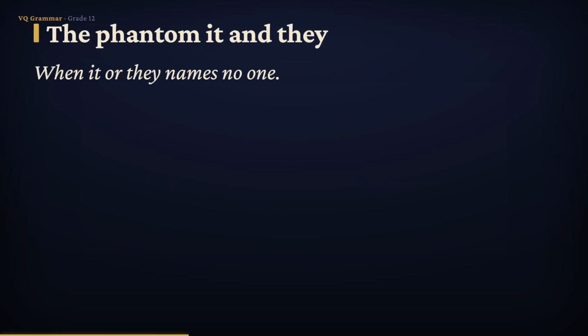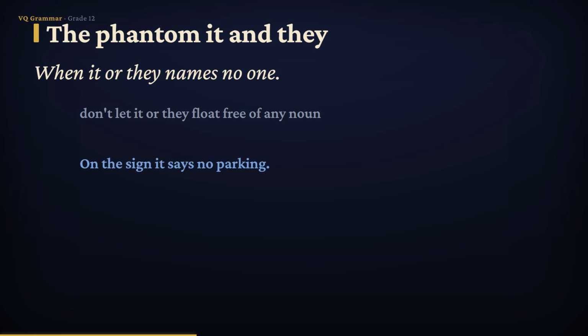Here's a close cousin of vague reference, the phantom it and they. We say things like, on the sign it says no parking, but what is it? The sign itself is doing the saying, so just let the sign say it. The sign says no parking.